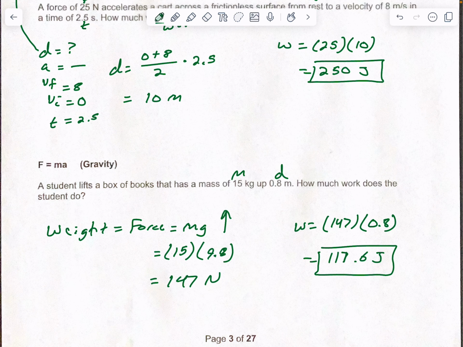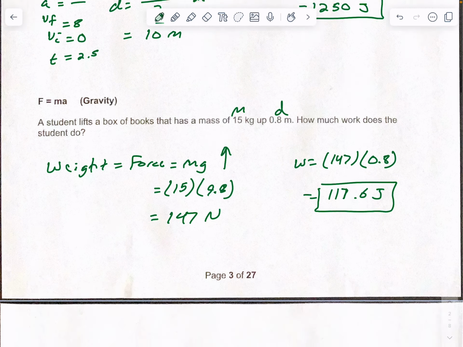Okay, so again, if we made that a negative 9.8, that would make my weight negative, which would make my work negative. So remember, a negative work means it's either falling or going against you. In this case, we're just talking about how much work was done by the boy or student lifting the books. Okay, so that's why we kept that 9.8 positive.